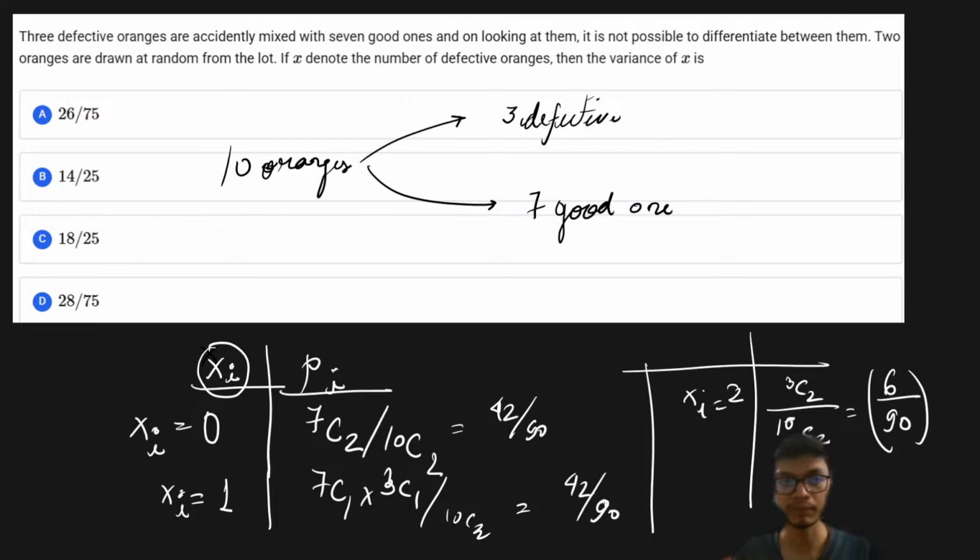Now we have to calculate for this case, where x denotes the number of defective oranges. I only draw two oranges, so the number of defective oranges cannot be greater than 2. We have to calculate the variance of this probability distribution. Earlier I was talking about the binomial distribution. This is not strictly a binomial question, but you can consider it so because there are two possible events: either a defective orange or a good one. But once you have the probability distribution function, the PDF, you can find the variance from it.